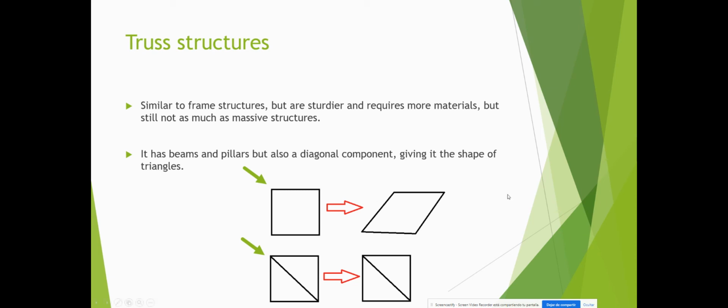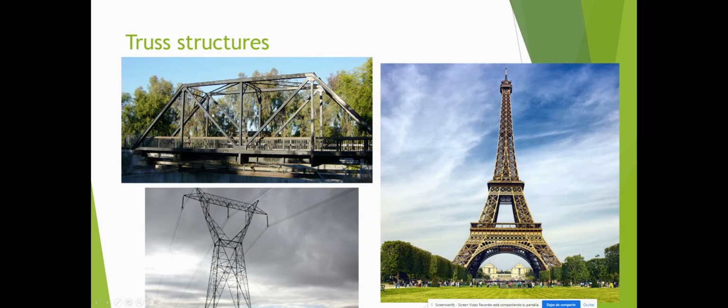Let's see some examples. You see, this is a truss bridge, in which you can see the columns, the beams, and the diagonal component preventing it from deforming. The same happens with high tension towers or the Eiffel Tower. Most truss structures are also considered frame structures, but since they have this kind of component, we will classify them as truss structures.